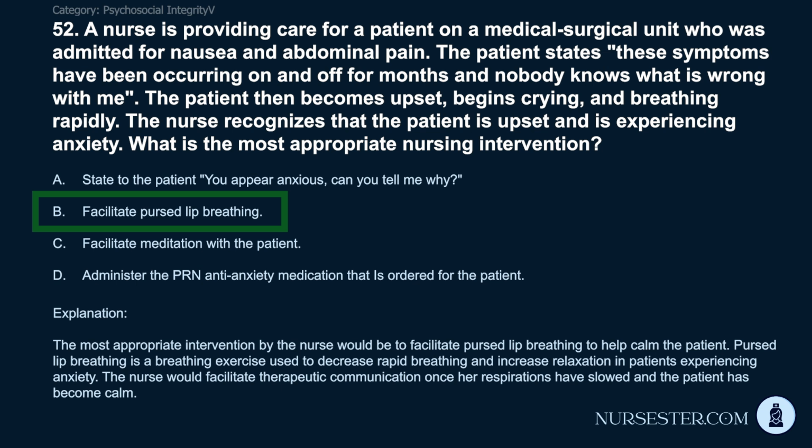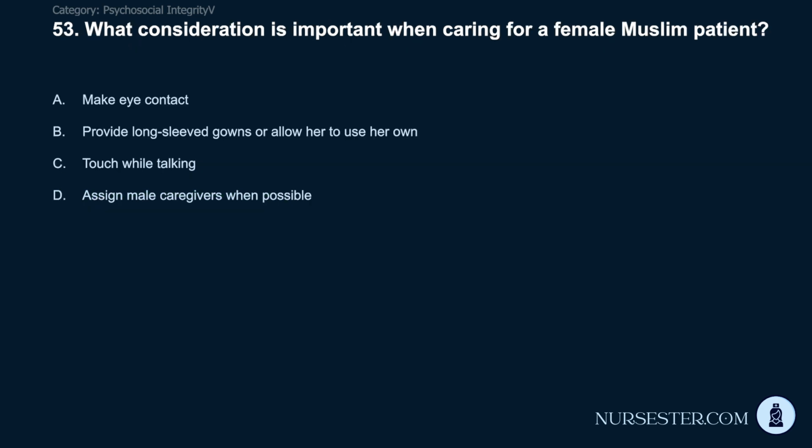The most appropriate intervention by the nurse would be to facilitate pursed lip breathing to help calm the patient. Pursed lip breathing is a breathing exercise used to decrease rapid breathing and increase relaxation in patients experiencing anxiety. The nurse would facilitate therapeutic communication once her respirations have slowed and the patient has become calm.